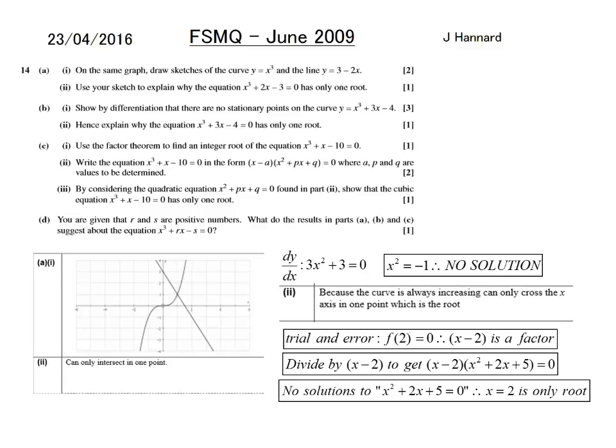So by considering the quadratic equation that you found in part two, show that the cubic equation only has one root. There's no solutions to that quadratic, so x equals 2 is the only root. They have an obsession with only one root here. So you were given that r and s are positive numbers. What do the results in A, B and C suggest about the equation? Well, that it'll only have one root. That is their obsession with the question, and funnily enough, that is the answer to the question. It'll only have one root for all r and all s.